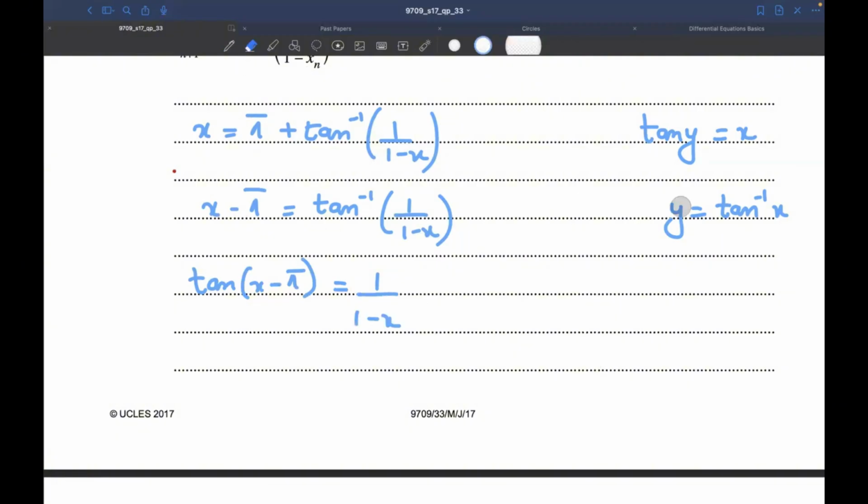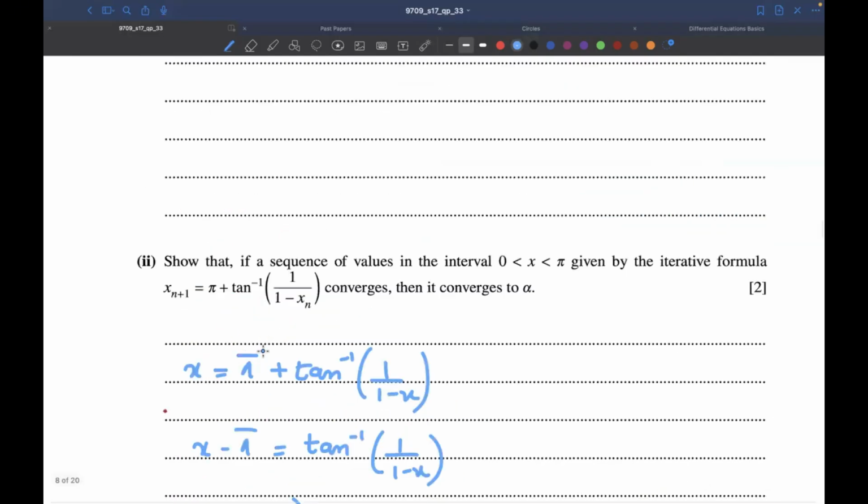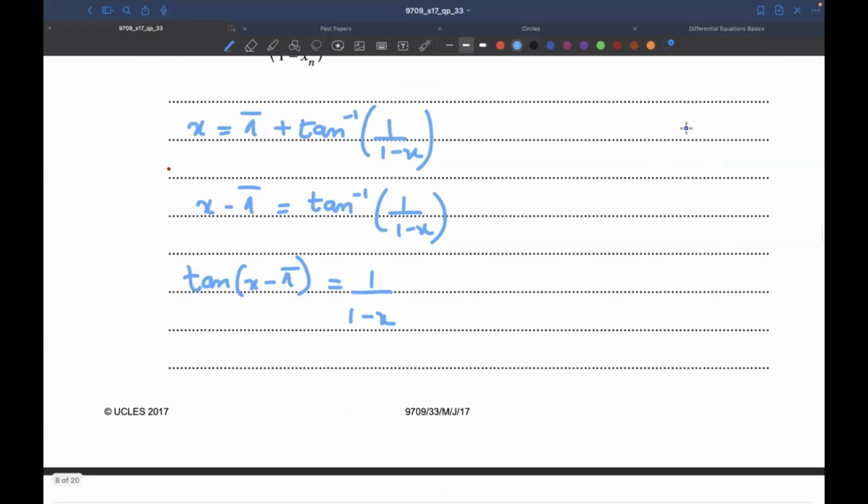Now, in the question, what we had was cot x equals 1 minus x. What we know is that tan x equals 1 upon cot x. So we can write it as 1 upon cot of x minus pi equals 1 upon 1 minus x. So we can say cot of x minus pi equals 1 minus x.